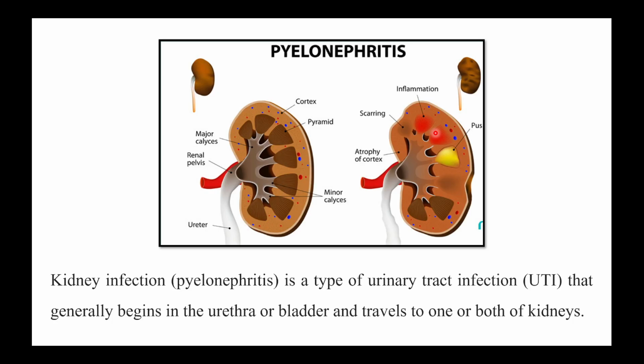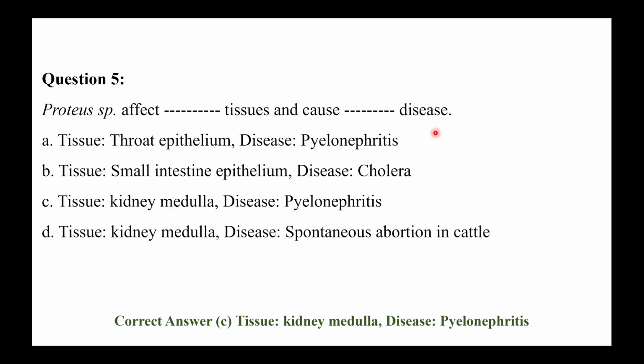The function of the kidney is to filter things out, right? So that function won't happen properly. So Proteus bacteria cause urinary tract infection, which eventually leads to kidney infection, and that kidney infection is called pyelonephritis, and it infects the medulla region of the kidney. Okay, so Proteus species infect the kidney medulla and cause pyelonephritis disease.